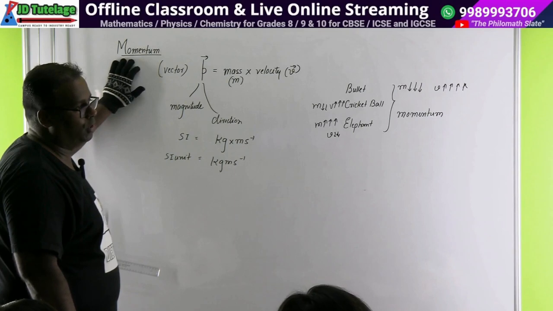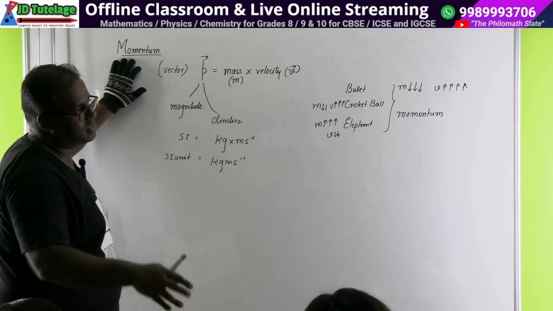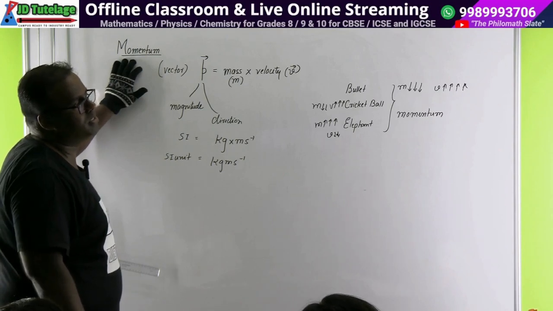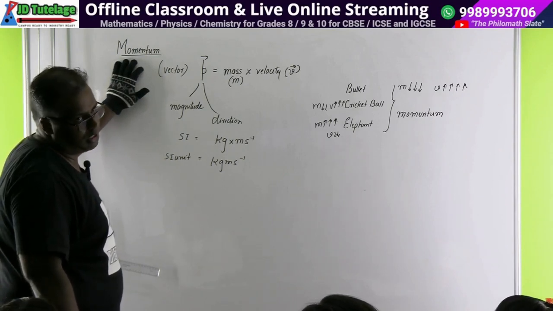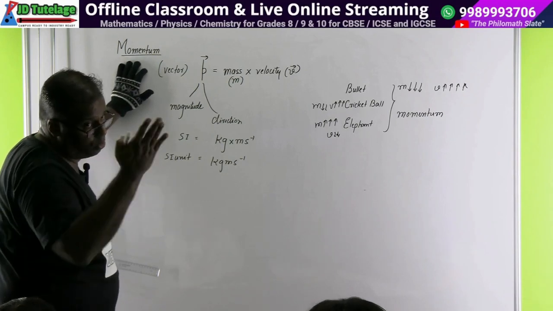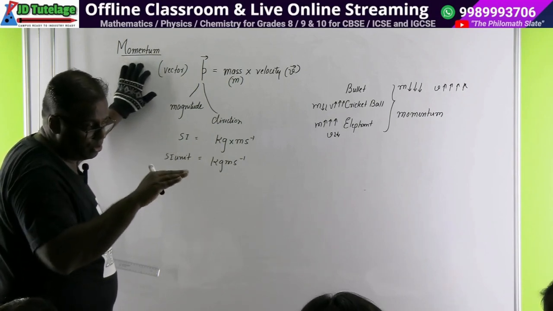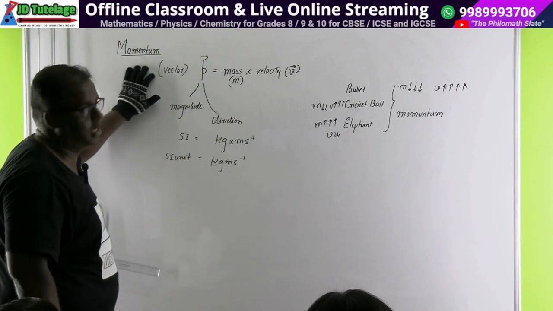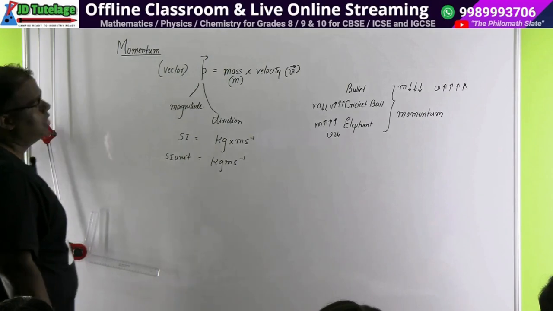Give an example of a body with high momentum. Bullet, though mass is less, velocity is high. Elephant, though velocity is less, mass is more. A bicycle comes and hits you, you do get a little bit of damage, but not that much. A truck, if it just hits you, you get a lot of damage because the truck has more mass. The velocity is less, but overall the product value is high, the momentum is high. Understood.